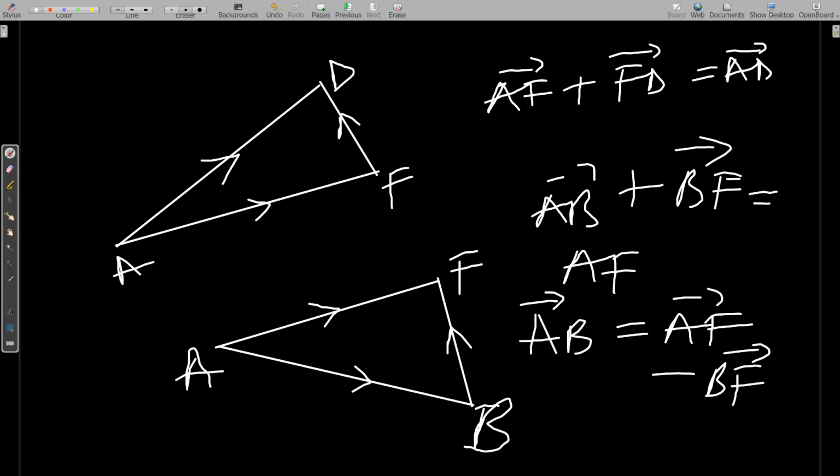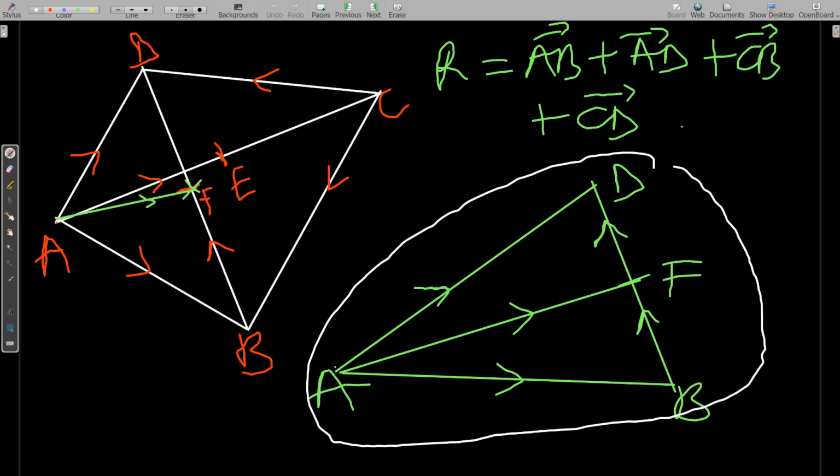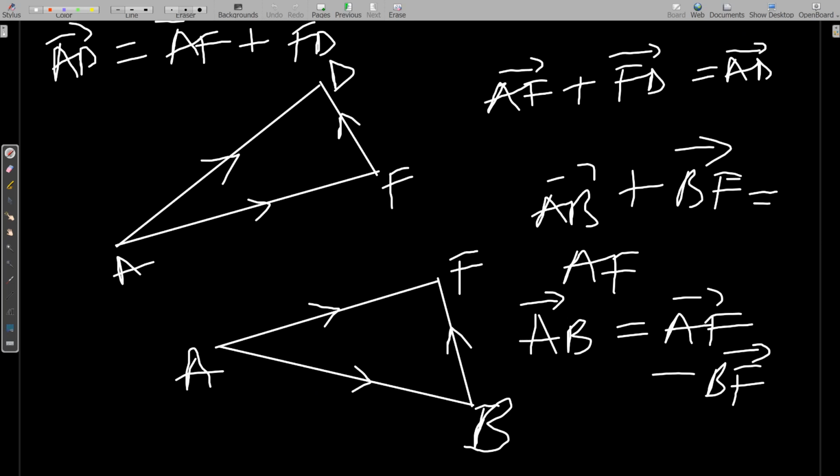Now let's look at this. With the first scenario, we had AD being equal to AF plus FD. That's what we had. Now let's go back to our resultant. In our resultant, we have AB plus AD. And with this, we've gotten an equation for AD, let me call that equation 1, and an equation for AB, which is AF minus BF, let me call that equation 2.